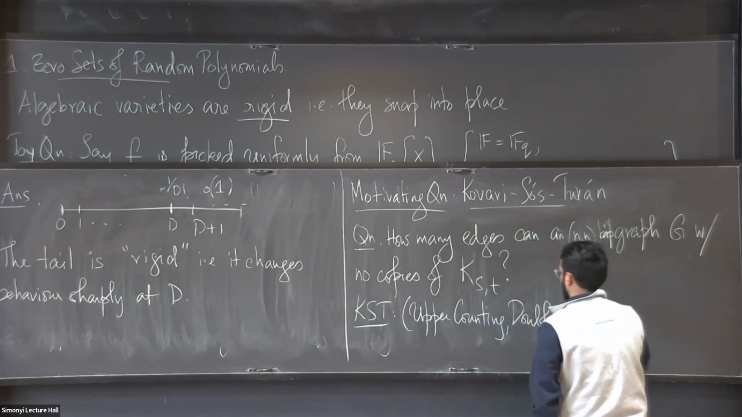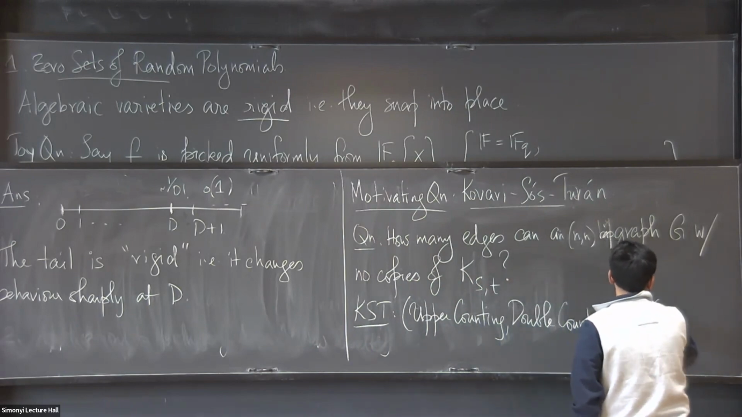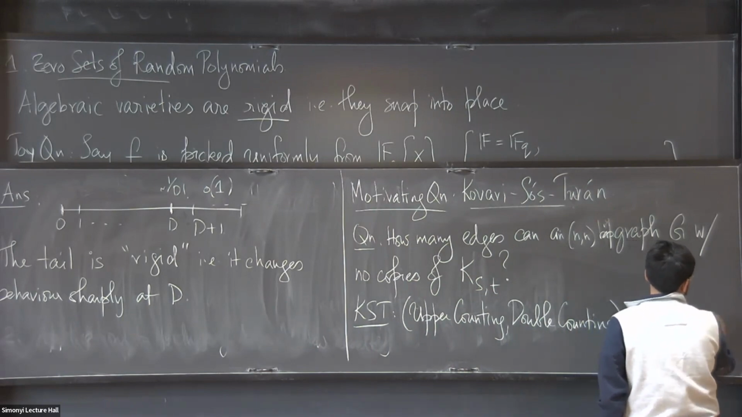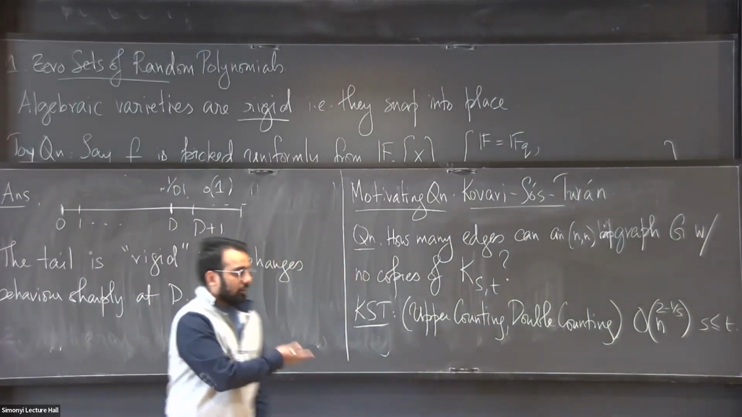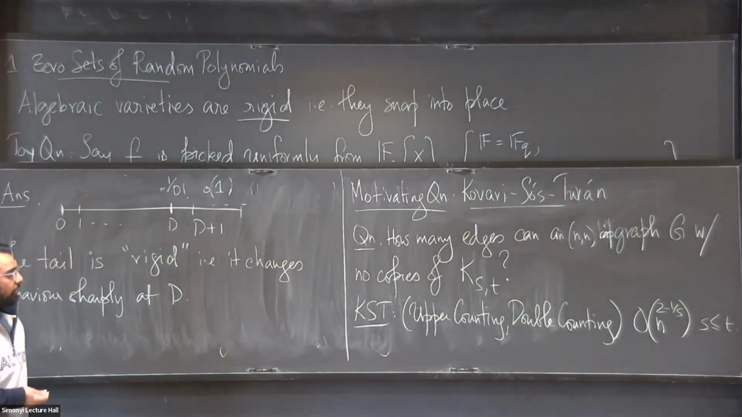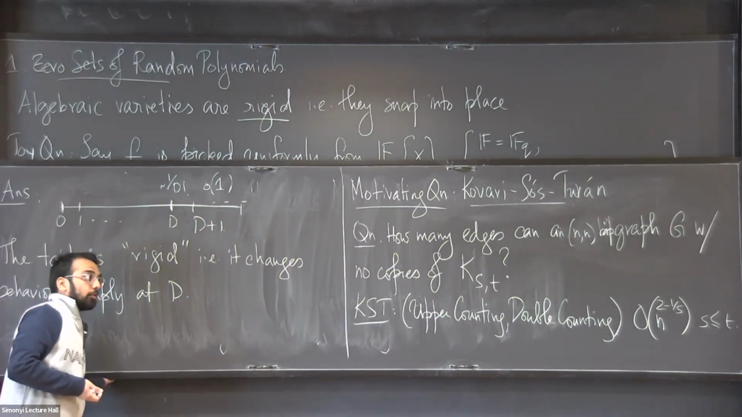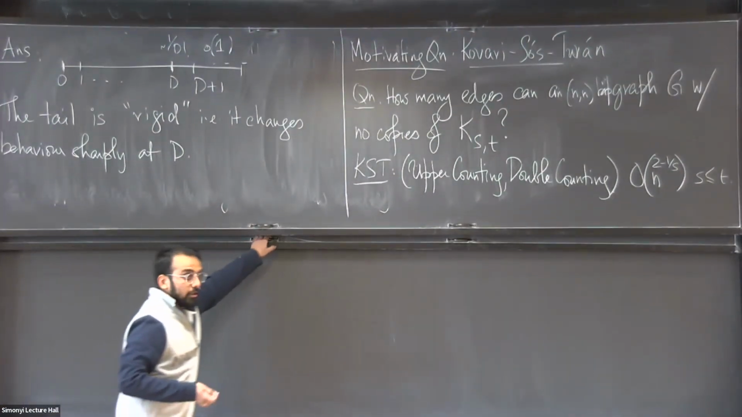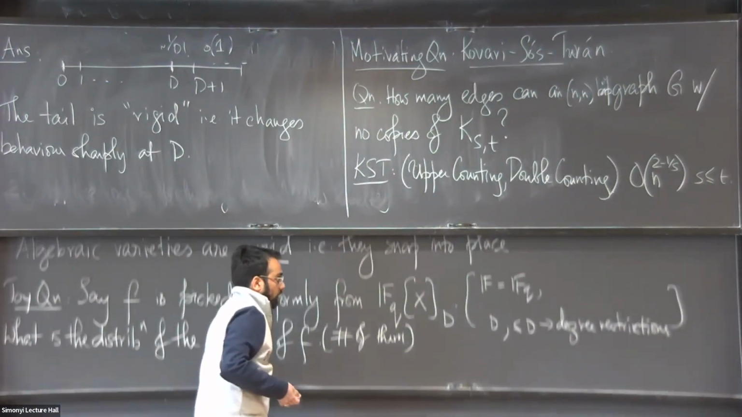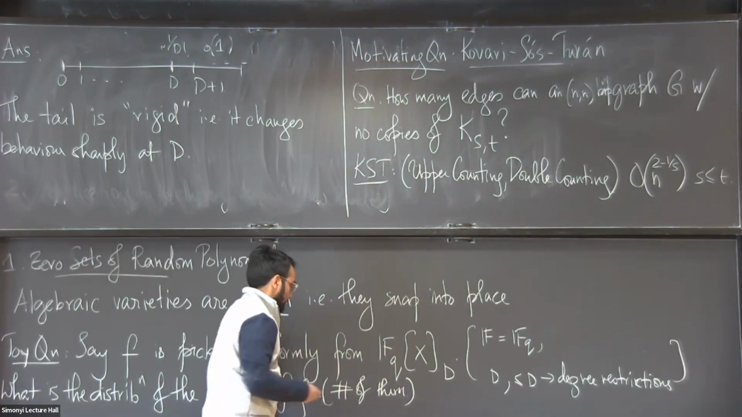Double counting plus some convexity shows you that the answer is big O of n to the 2 minus 1 over s. Let's say that s is at most t. You get it with t as well, but you should write down the better bound. But lower bounds, on the other hand, are not readily available. We don't know very good constructions in general.